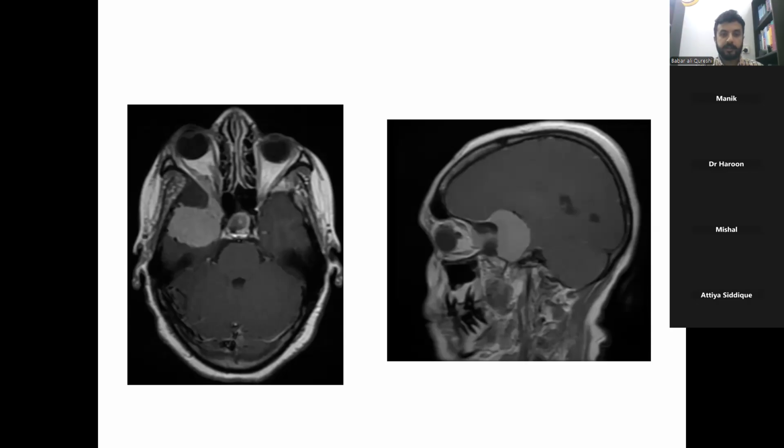Okay, so we need to see the other cuts as well to see where it is originating from. Yes, sir. Okay, let me make it a bit easier for you. If it is arising from the sphenoid wing, yes.